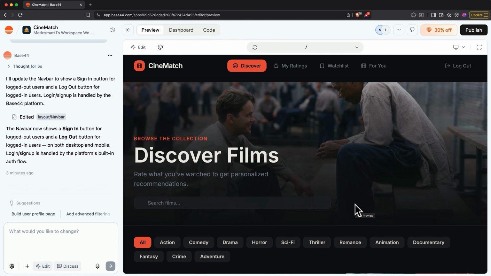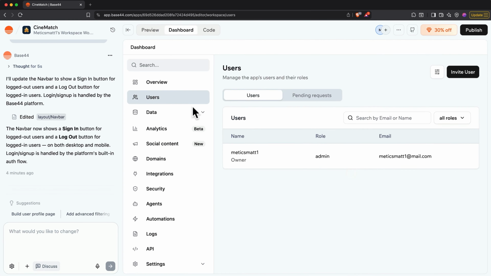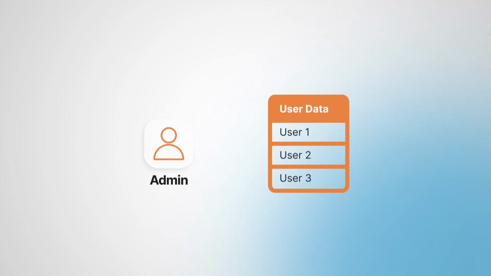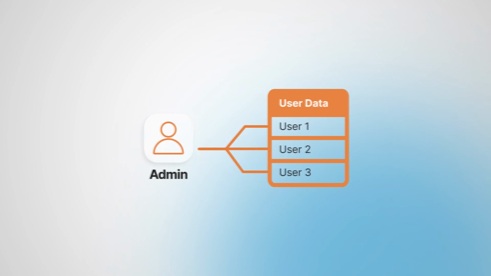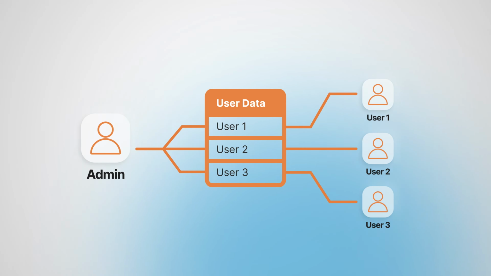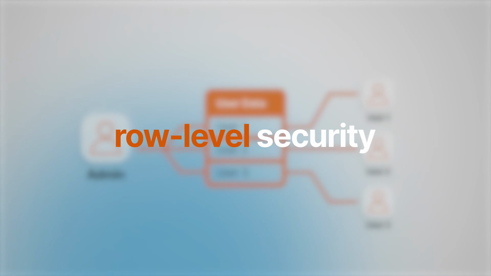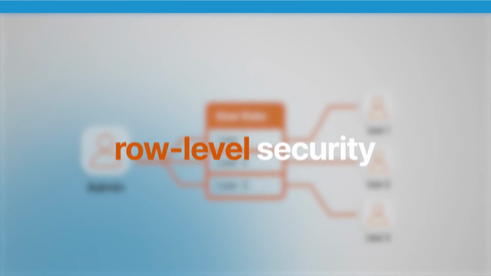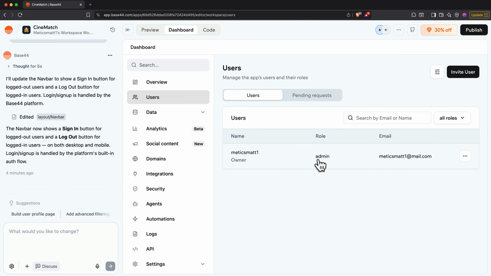You can also set up different access levels. Under the dashboard, you can click Users, and you see my role right here is set to Admin. Admin users can see everything, and then regular users can only see their own data. Base44 handles this through something called row-level security. You don't need to understand the technical details right now, just tell the AI what each type of user should see, and it will set it up. I know it might seem like a lot is happening behind the scenes, but the whole point is you don't need to understand all of it right now.